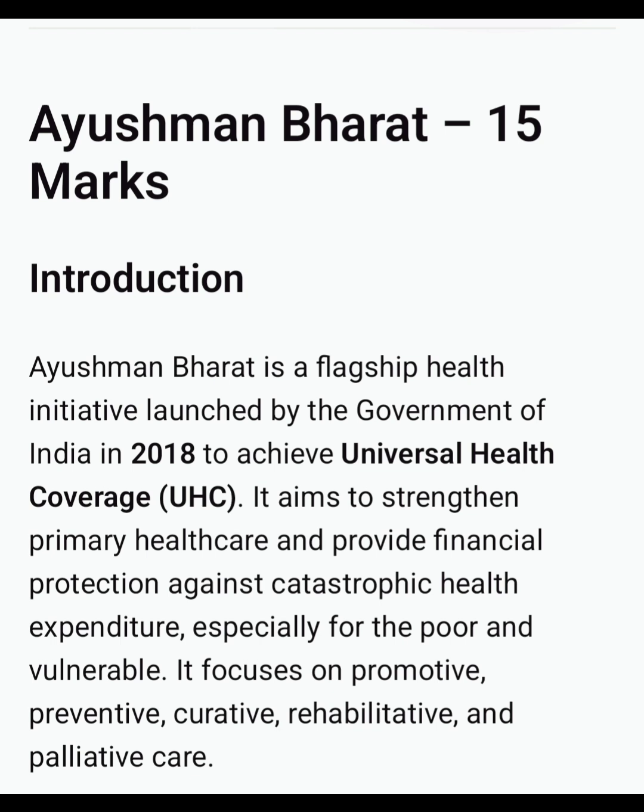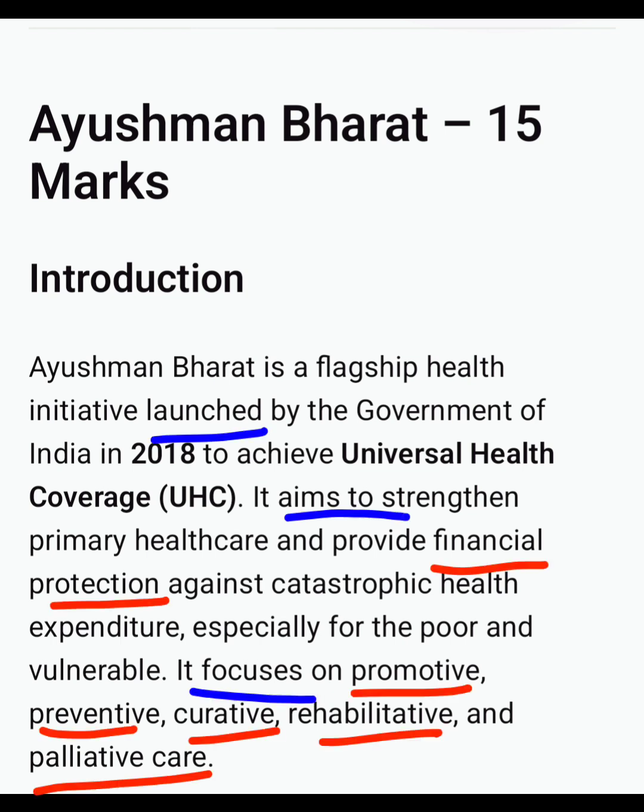Ayushman Bharat is a flagship health initiative. This was launched by the Government of India in 2018 to achieve universal health coverage, and the main aim is to strengthen primary health care and provide financial protection against catastrophic health expenditure. So a lot of money we are spending, so they are protecting us, especially the poor and vulnerable people, and they are mainly focusing on promotive, preventive, curative, rehabilitative and palliative care.